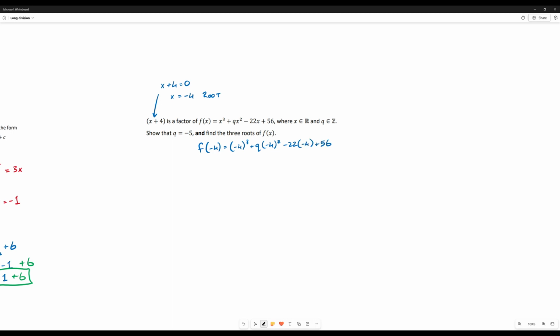And you see how far that got. That's going to be minus 64. That's going to be plus 16q. That is going to be plus 88. And that is going to be plus 56.